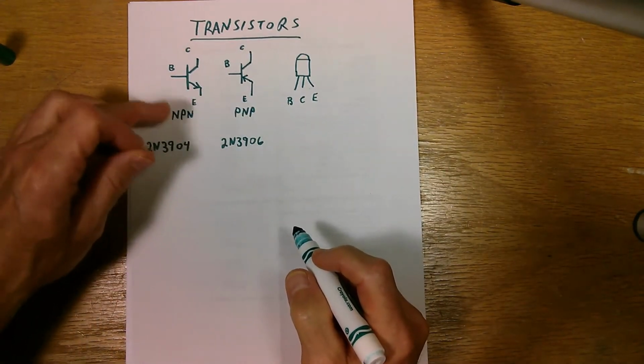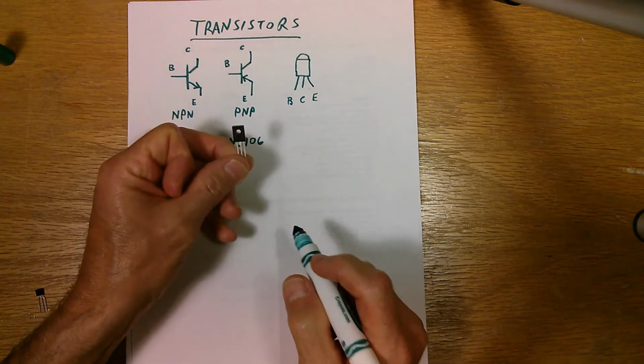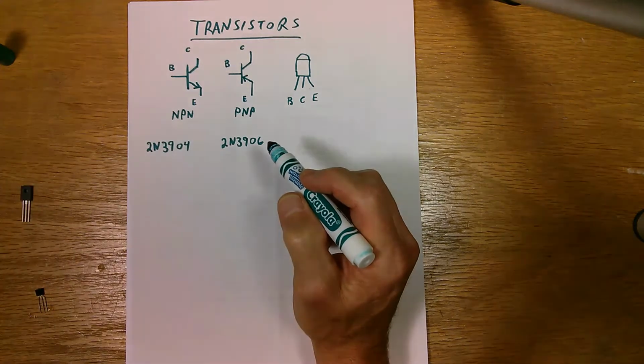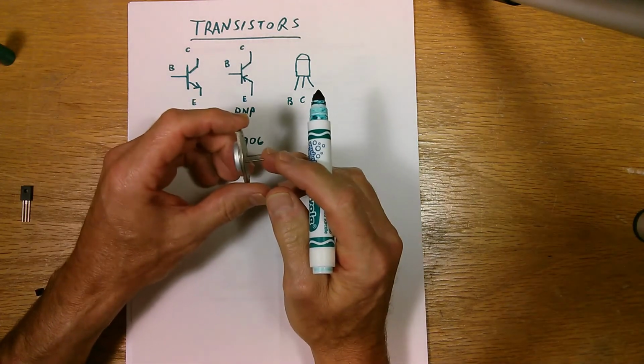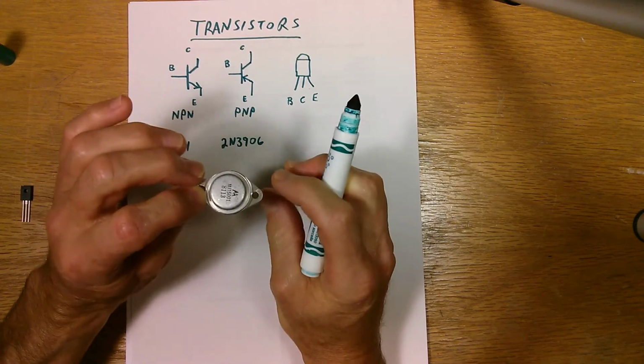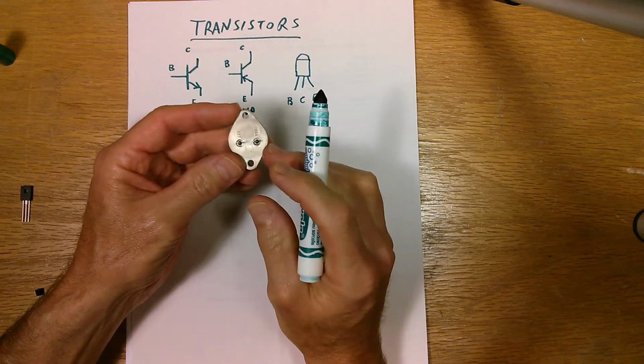And it's the same for both the NPN and the PNP. In a package like this, I believe this one is the same: base, collector, emitter. In a package like this one here, the collector is the case. That's one of the connections. And then on this one it's actually marked. You've got the emitter and the base.